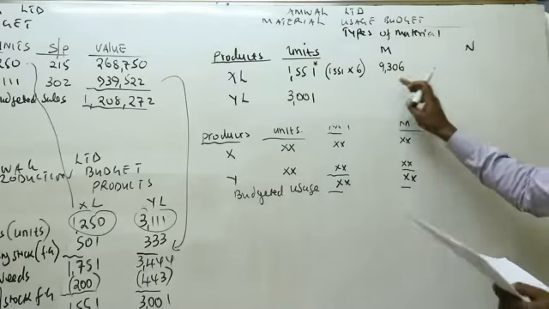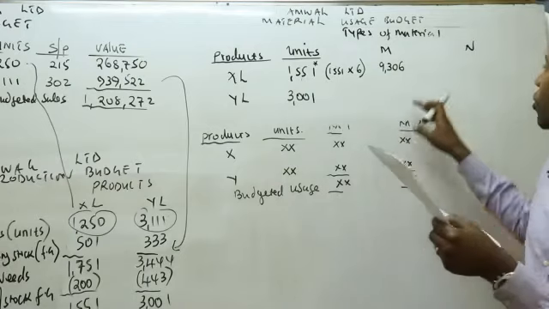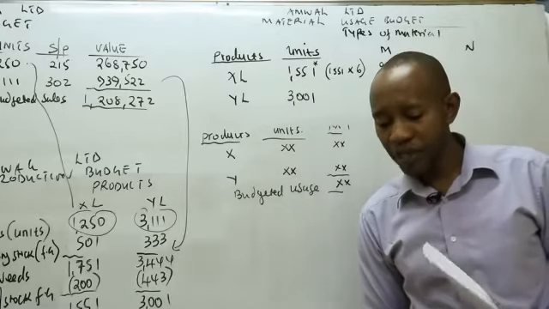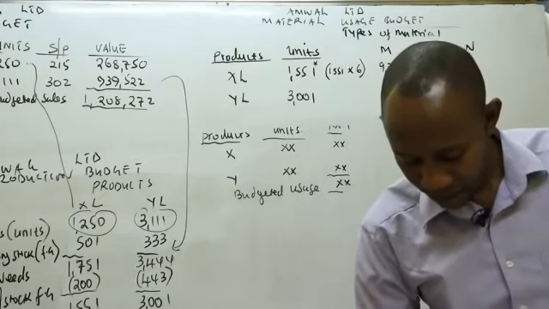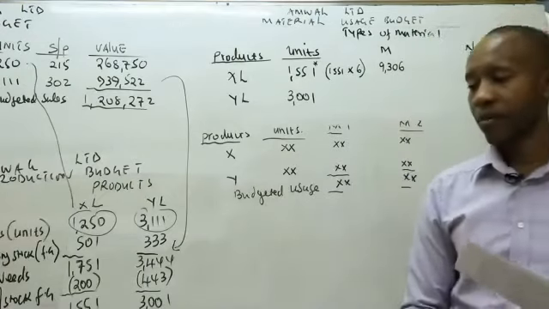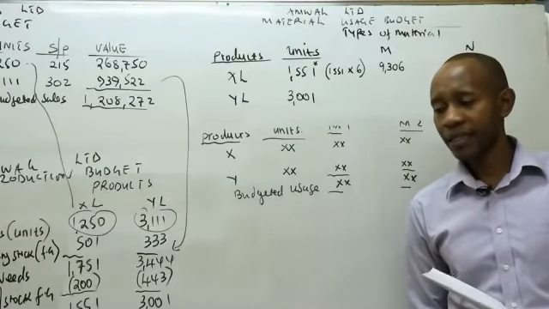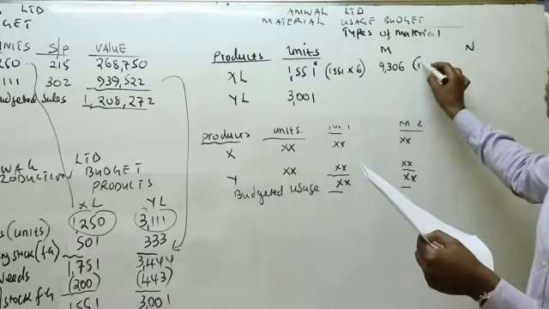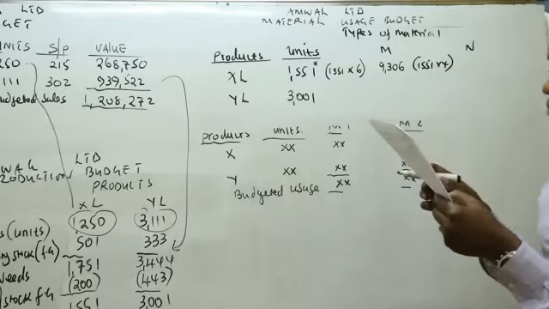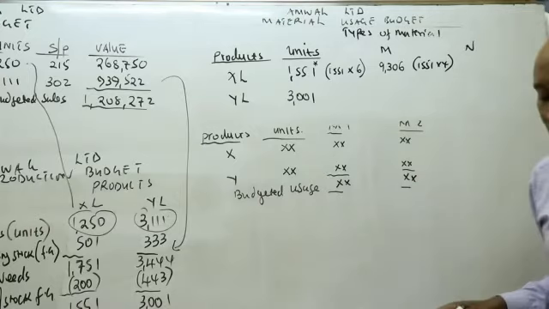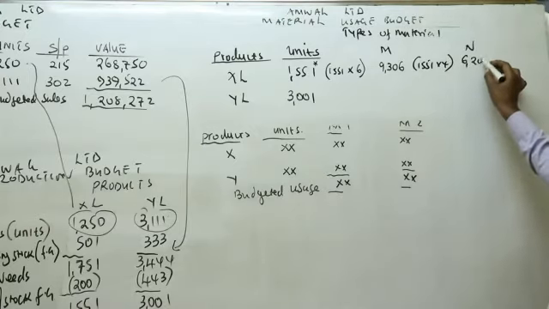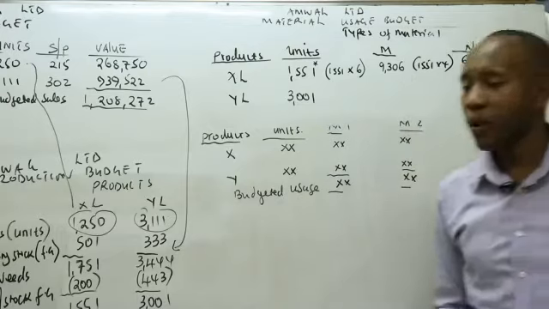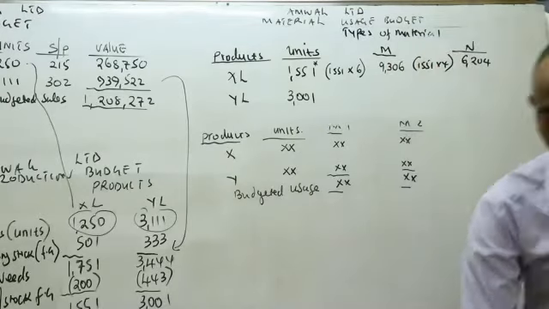Next is to produce 1 unit of XL, I use 4 units of N. What about producing 1551? Give me that answer. I am waiting. 6204, very good. So that will be 1551 multiplied by 4, and that gives us 6204. Now let's do YL.